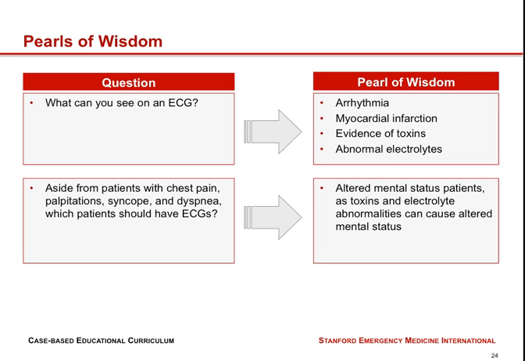Aside from patients with chest pain, palpitations, syncope, and dyspnea, which patients should have ECGs? Patients with altered mental status, because toxins and electrolytes produce particular predictable patterns on an ECG. If you learn to recognize those patterns for toxins like organophosphates or certain types of abnormal electrolytes like hyponatremia or hypo- or hyperkalemia, then you can identify a reason, one you can take action on, for which the patient has altered mental status.